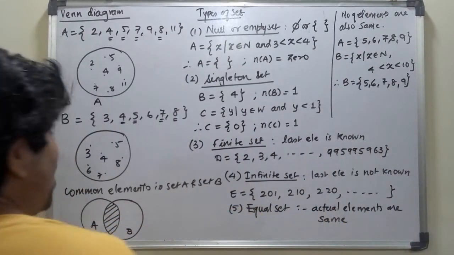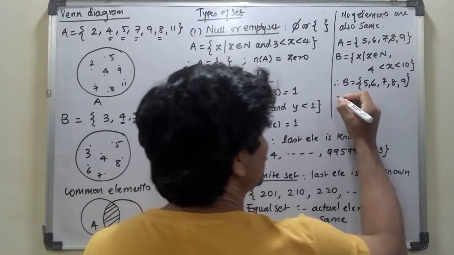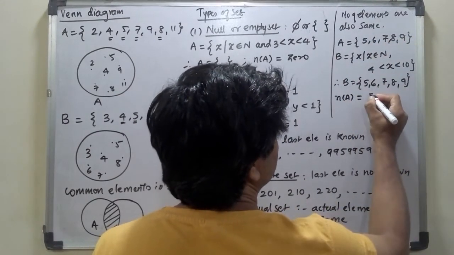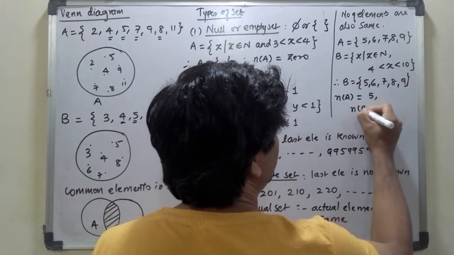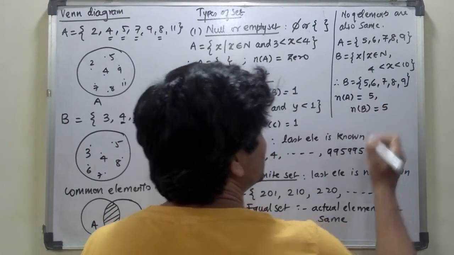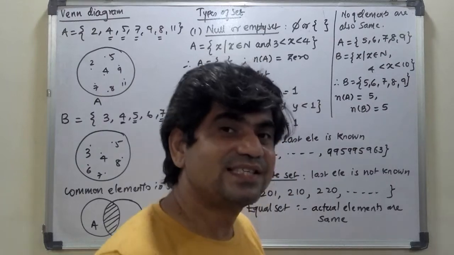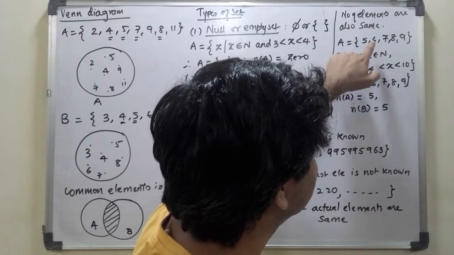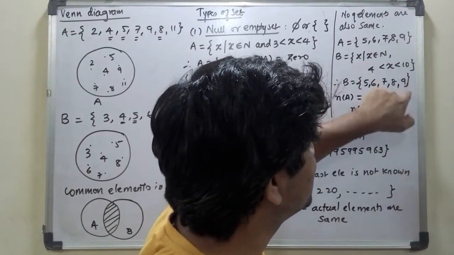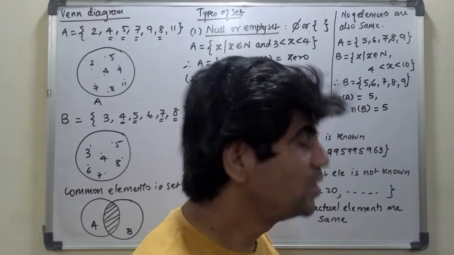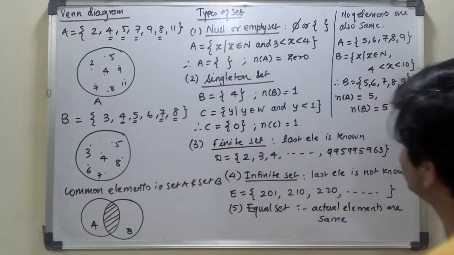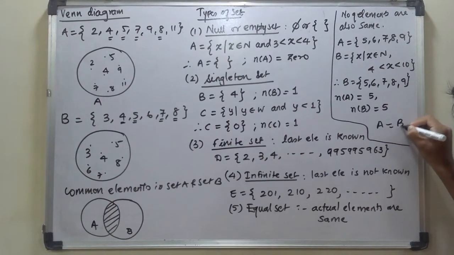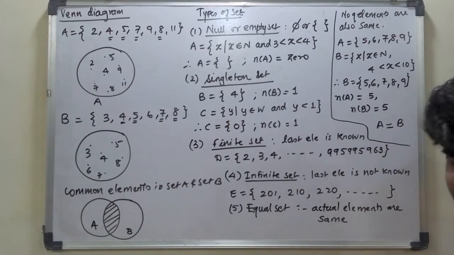Now I will count how many elements are there in A. Number of elements in A: 1, 2, 3, 4, 5. How many elements are there in B? 1, 2, 3, 4, 5. The number of elements is the same and the actual elements are also the same. Are they? Yes. Then we say these two sets are equal sets, that is, set A is equal to set B.